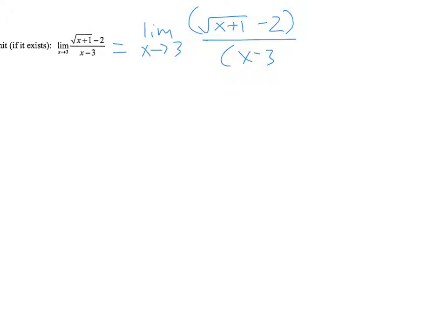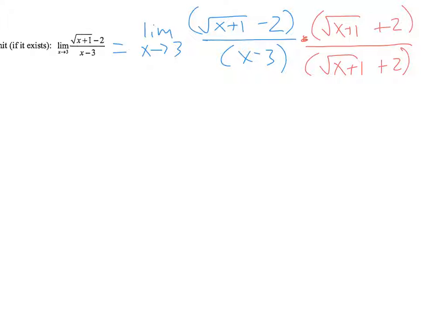We're going to multiply by basically the idea that's in that numerator, but we're going to switch the sign that's in the middle. So by that I mean we're going to multiply here, and I'm going to multiply by the square root of x plus 1. But now I'm going to add 2. And you'll see why in a second, why we do this. But if I do that on the top, and I don't want to change the actual idea of this fraction, I need to multiply by the same thing on the bottom.